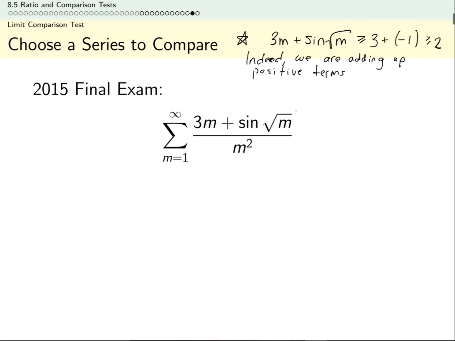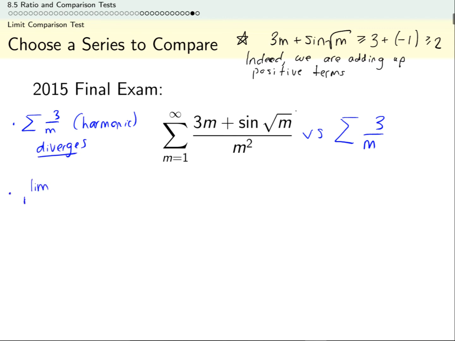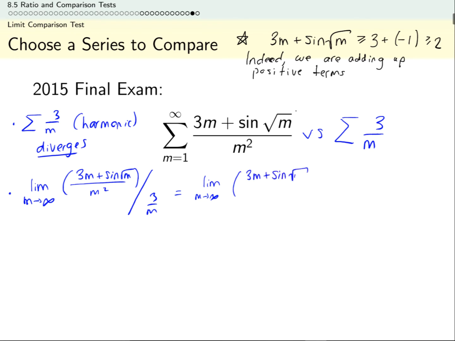Now let's say we wanted to stick to our original comparison series and use the limit comparison test. Let's see how that would work. I know that our comparison series diverges because it's 3 times a harmonic series. So I need to evaluate the limit of the ratio of the terms. My mystery terms are 3m plus sine root m over m squared, and my comparison terms are 3 over m. To simplify this, I'm going to flip the bottom and multiply. Simplify a little bit.